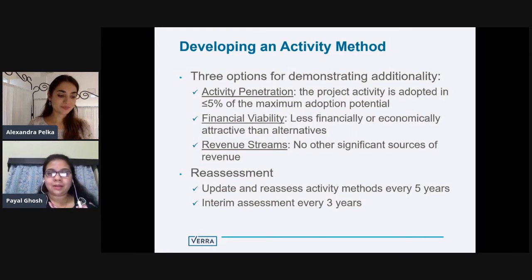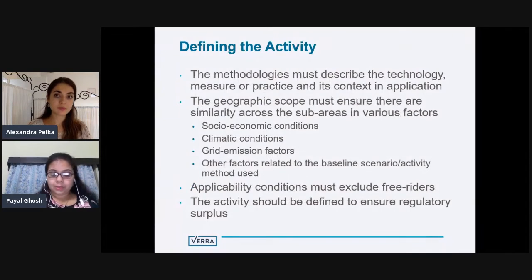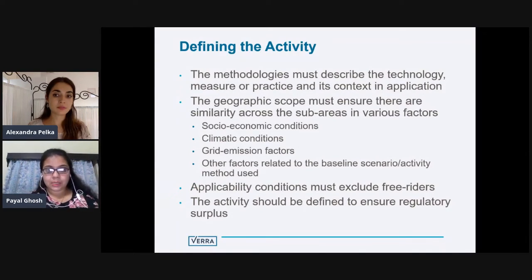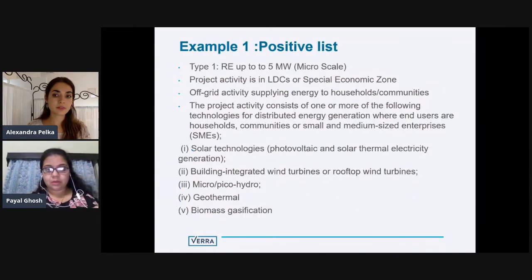So this is again the message to the buyers that there are rules in place, and these are updated at regular intervals to ensure that the projects really are additional and meet the eligibility criteria. I will not go through these slides because I think I've touched upon the activity method. I will take a few examples of the positive list.